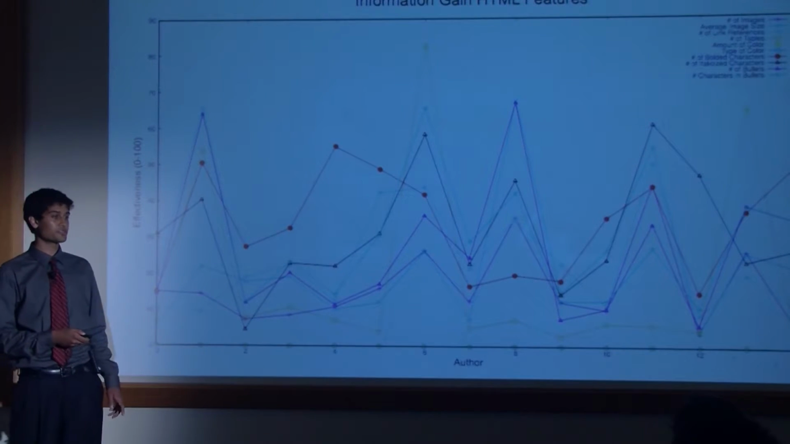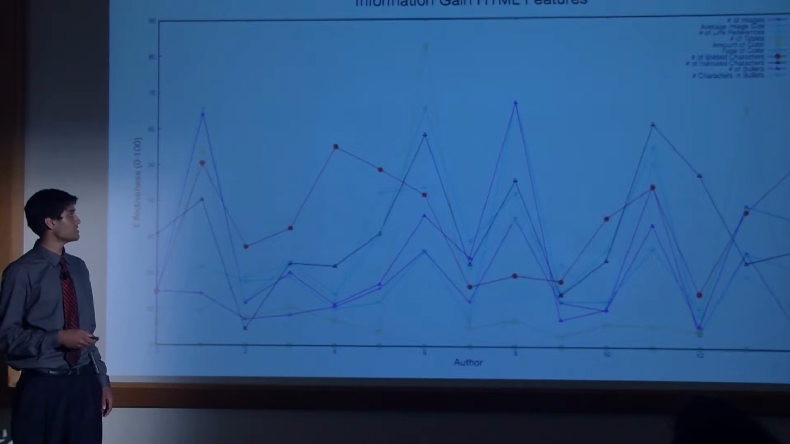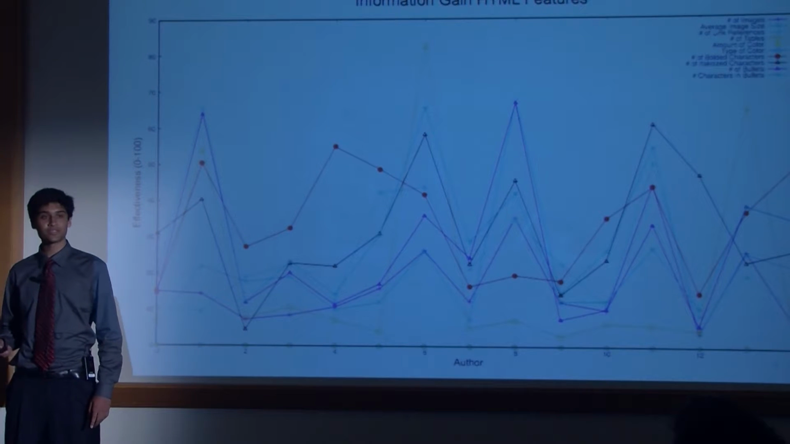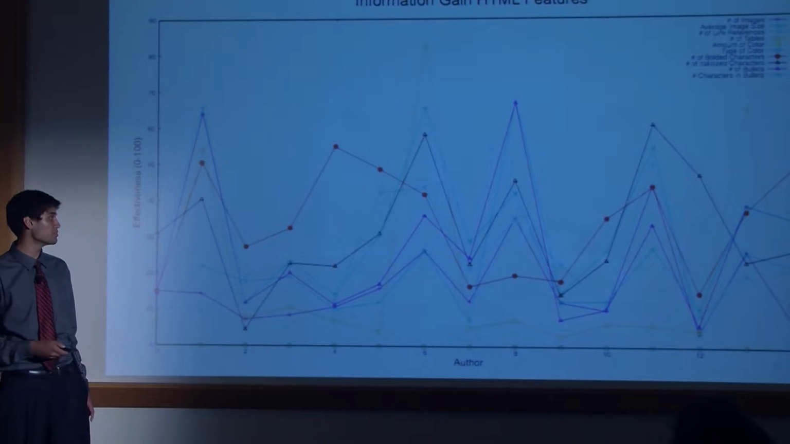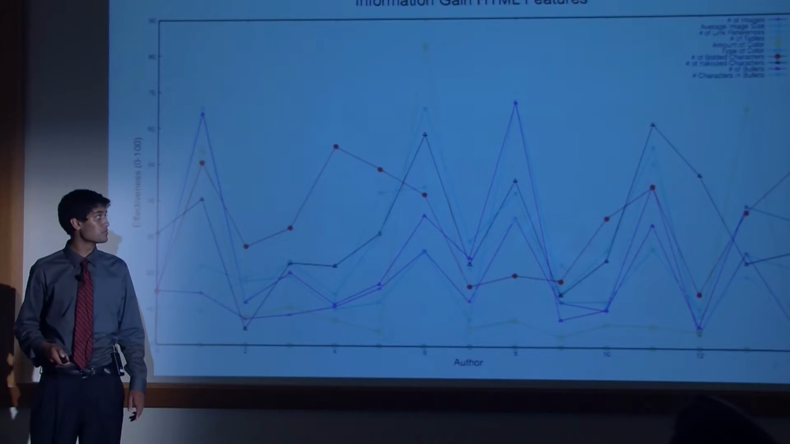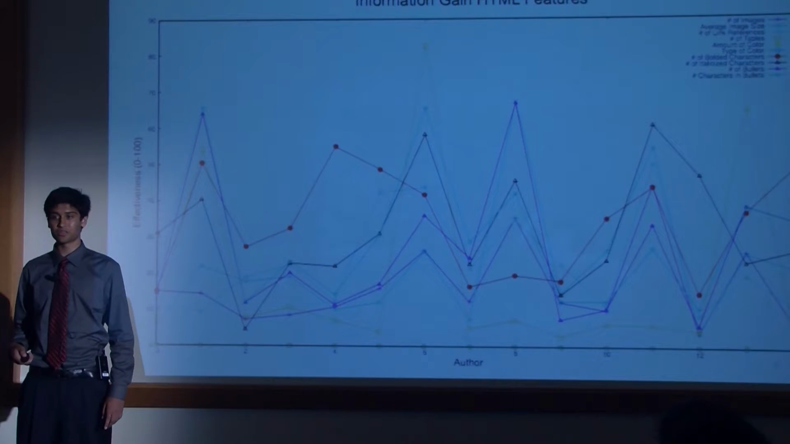So this graph here shows the importance of the HTML features that we extracted. As you can see here, the number of bolded characters, italicized characters, number of bullets, and the number of characters in the bullets trended to be the most important. And we also found an interesting trend in the number of tables and the link references.